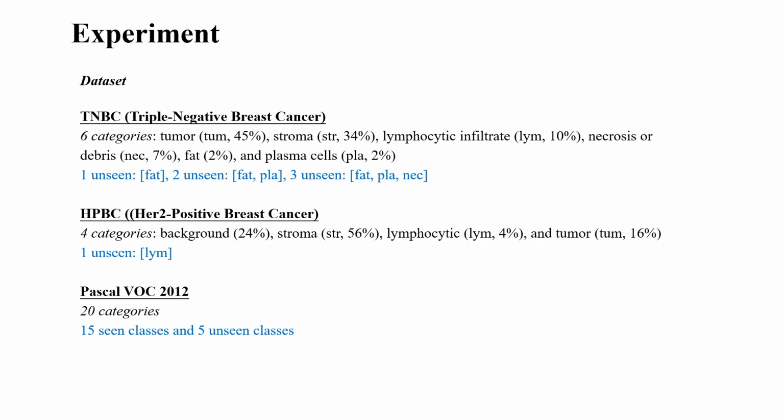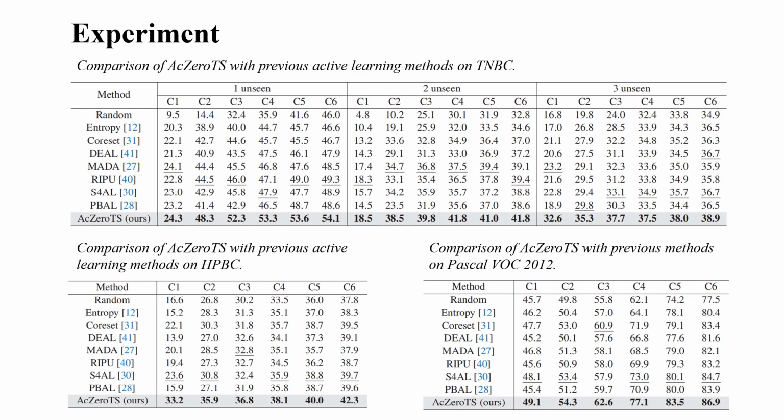To evaluate the effectiveness of our method, we conduct extensive experiments on two pathology datasets, TNBC and HPBC. We also extend our method on a natural dataset, PascalVoc2012, to further verify its effectiveness. We compare AcZeroTS with SOTA active learning methods on the three datasets. The experimental results show that AcZeroTS consistently outperforms existing active learning approaches across different datasets, while significantly reducing annotation costs.